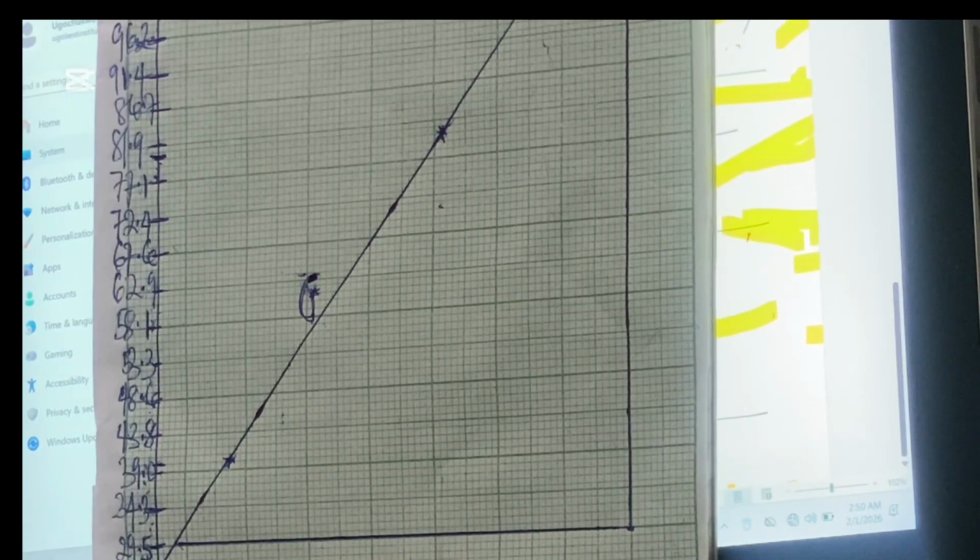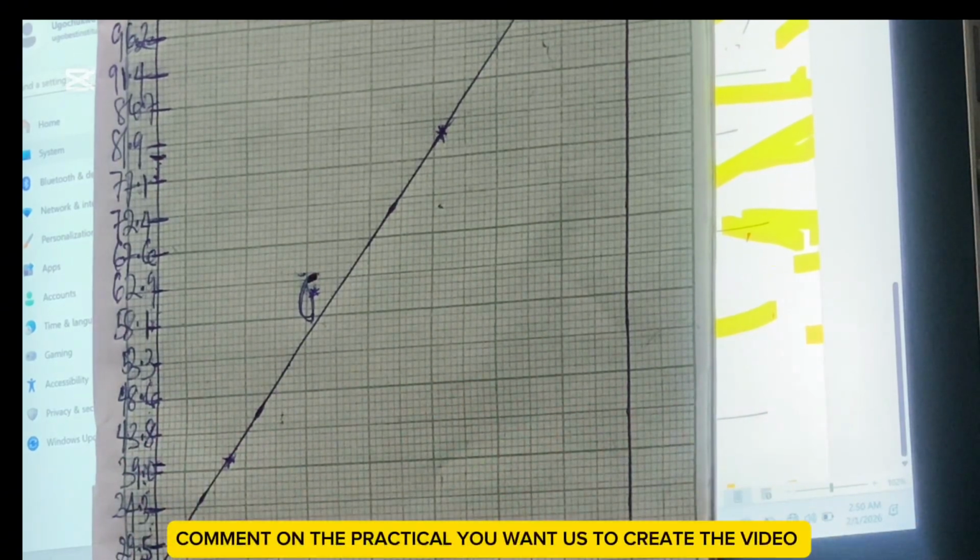Okay. Now the next is, in case you have any practical and you have the values, just send it to me, or you can tell me the next practical I'm going to plot the graph.